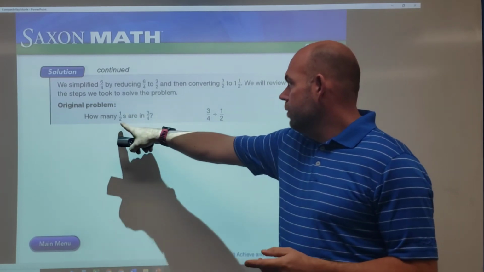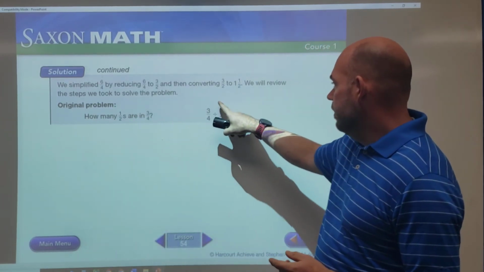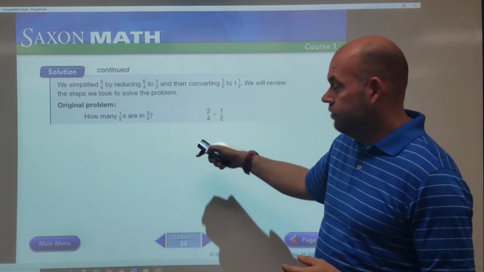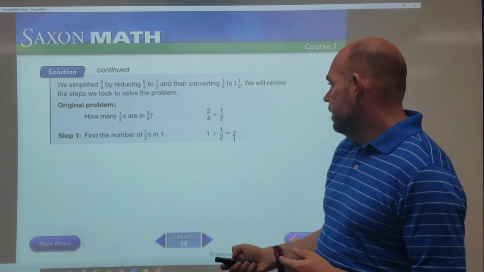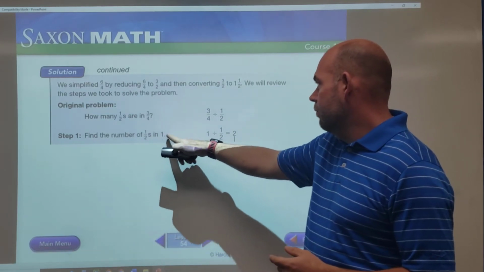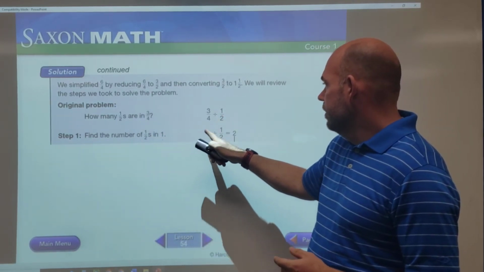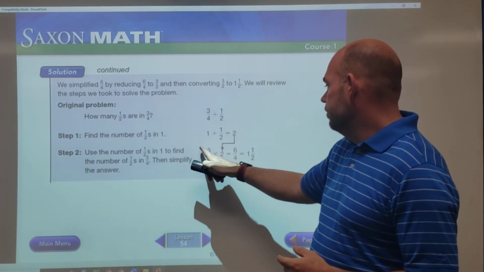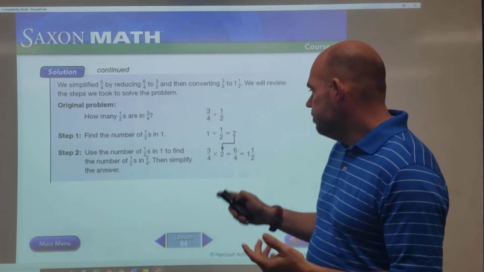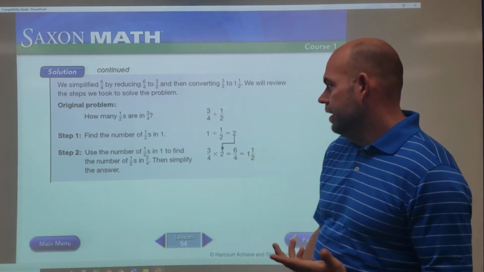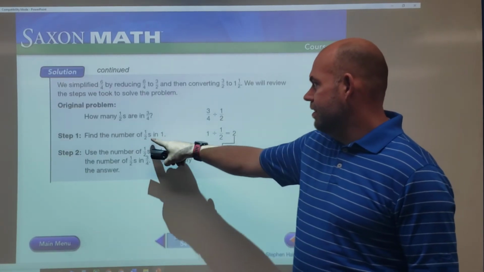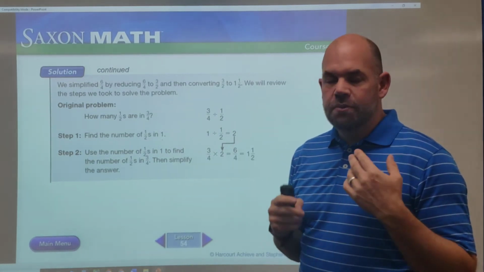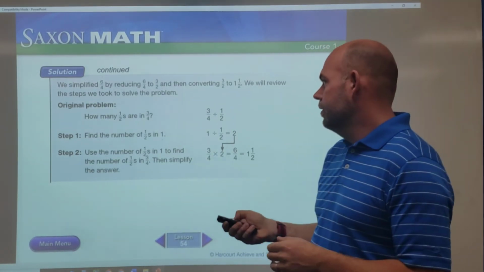So the original problem, how many 1/2 are in 3/4? So 3/4 divided by 1/2, that's the same thing as 3/4 times 2. And they say find the number of 1/2 in 1. So we did that, we found 2, and then multiply that by 2. 3 times 2 is 6. Again, I don't like how they set this up with find that. To me that's confusing. It's adding an extra step. You simply need to multiply by the reciprocal if you're dividing by a fraction.